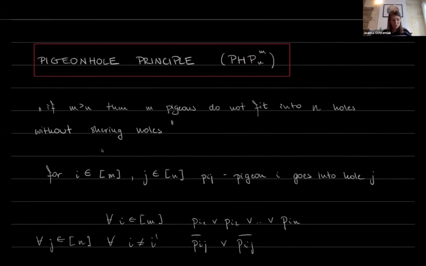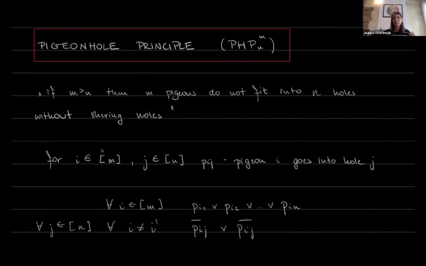And now I want to give you the first theorem, the first lower bound that we got in proof complexity. This is a lower bound for the pigeonhole principle for the size of resolution proofs. The pigeonhole principle says that if we have m and n, where m is greater than n, then m pigeons cannot fit into n holes without sharing holes.